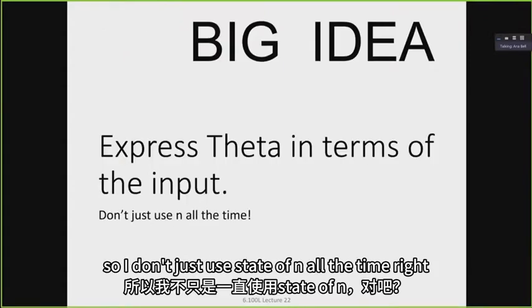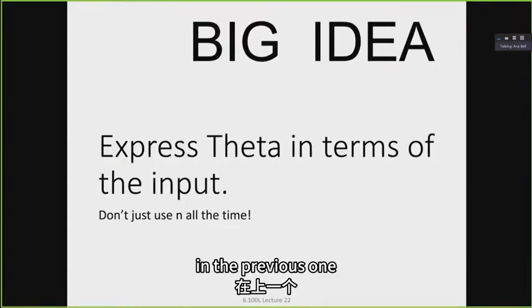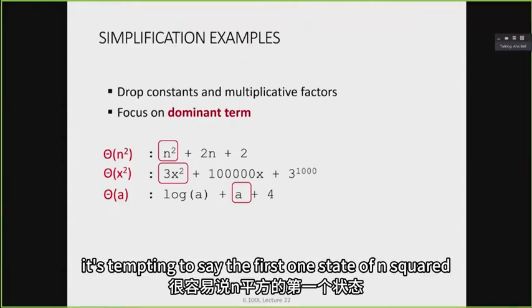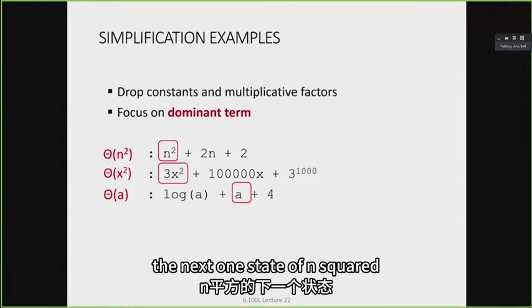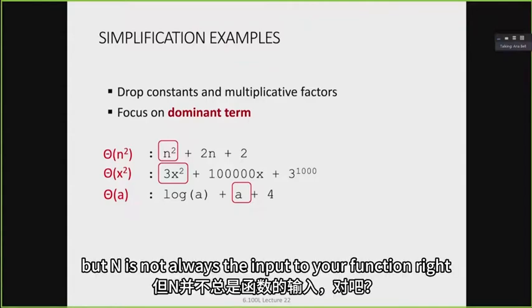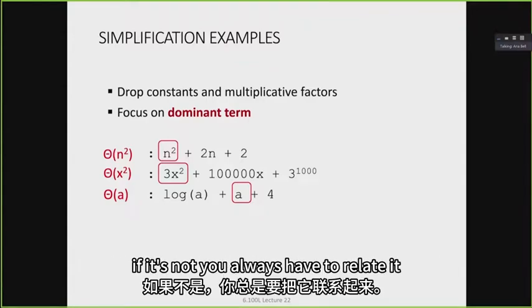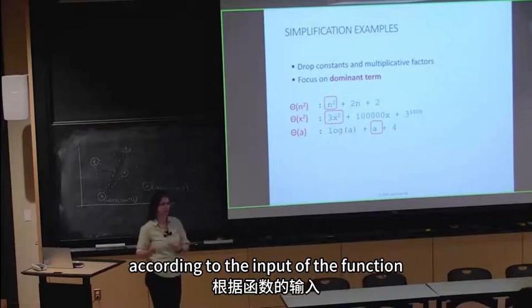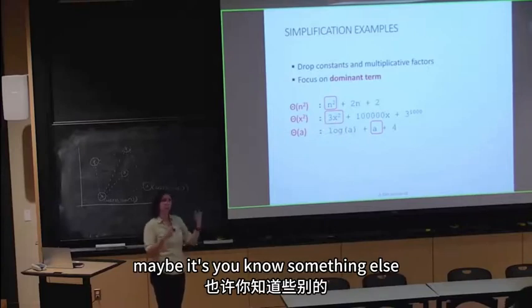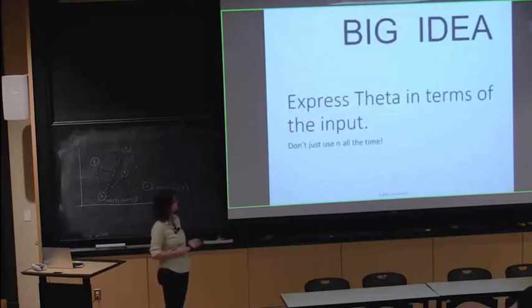right? So I don't just use theta of n all the time, right? In the previous one, it's tempting to say the first one's theta of n squared, the next one's theta of n squared, the last one's theta of n. But n is not always the input to your function, right? If it is, great. If it's not, you always have to relate it according to the input of the function. Maybe it's length L. Maybe it's something else.